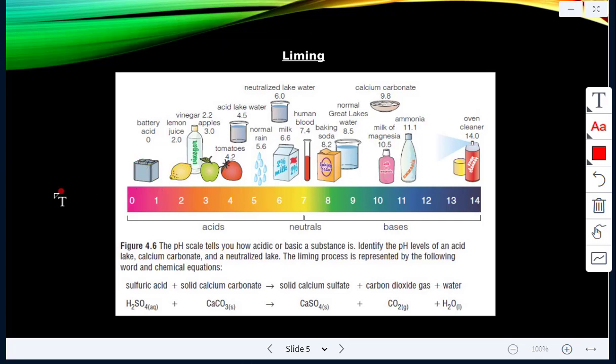There's battery acid here. What we're looking at for liming is that an acidic lake has a pH of about 4.5, and normal Great Lakes water has a pH of 8.5. By adding calcium carbonate, which has a pH of about 9.8, to an acidic lake, we then get neutralized lake water at about 6.0 pH. So adding that calcium carbonate has brought up the pH level from 4.5 to 6.0.